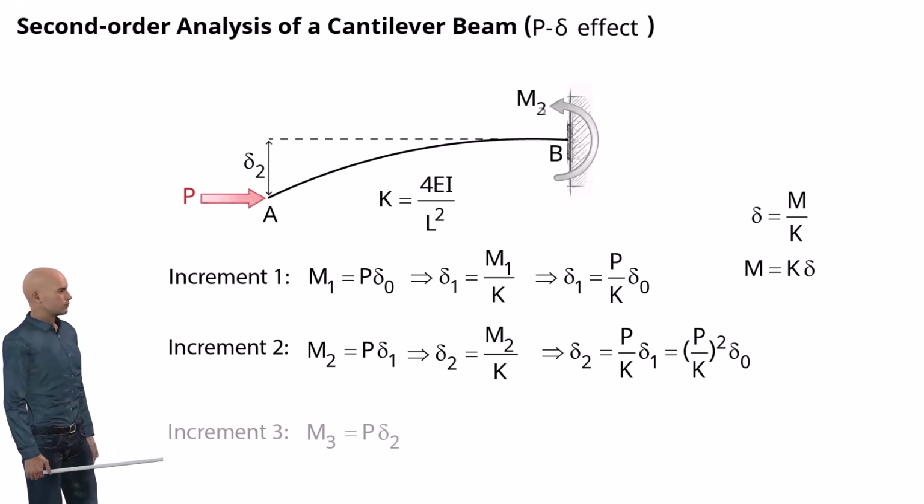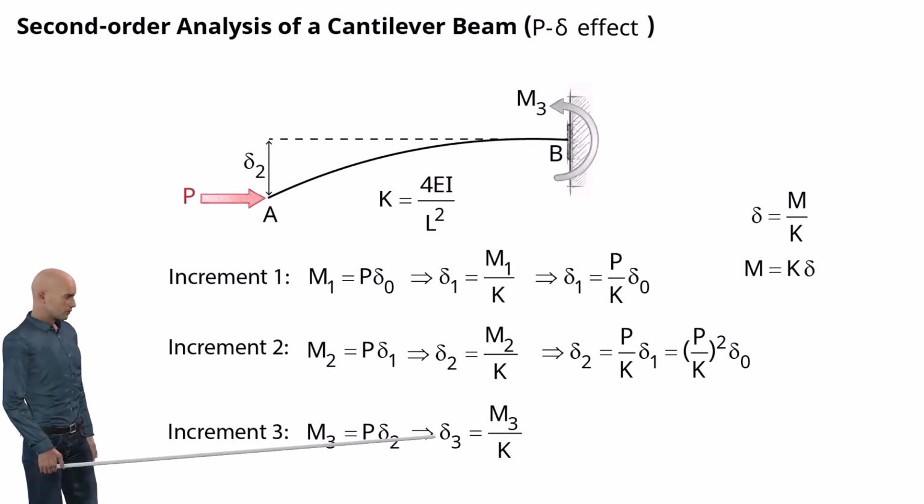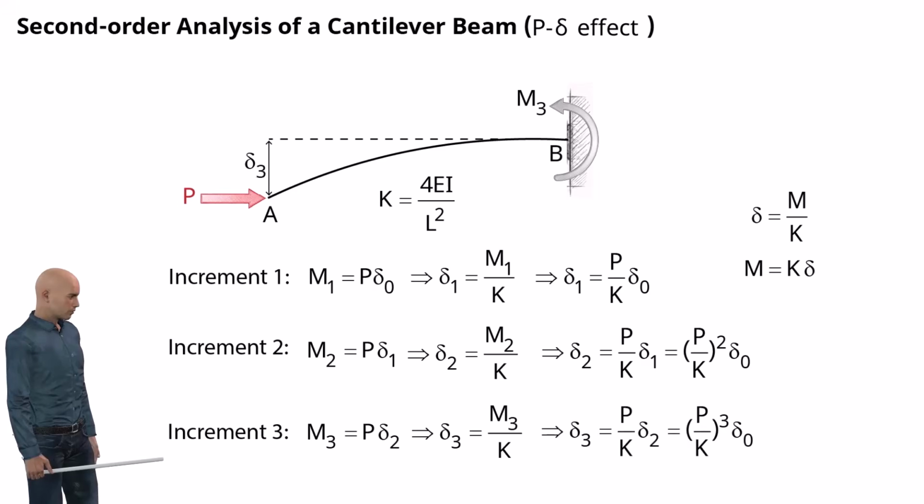Let's do one more increment. In the third increment, the additional moment is M3. M3 is equal to P times delta 2. This moment produces another additional deflection at A. We call that deflection delta 3, which equals M3 divided by K, and by substituting the previous delta expressions, delta 3 can also be written in terms of delta 0.